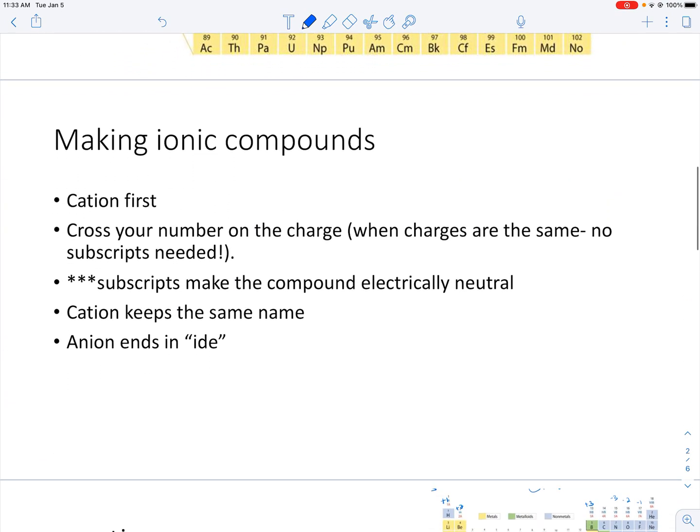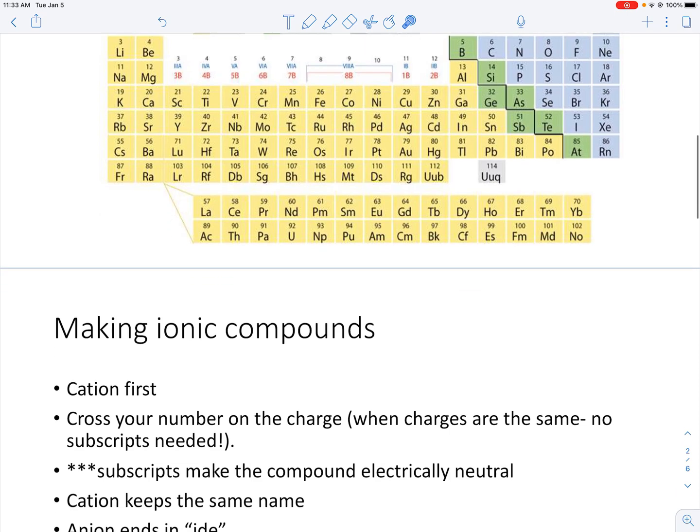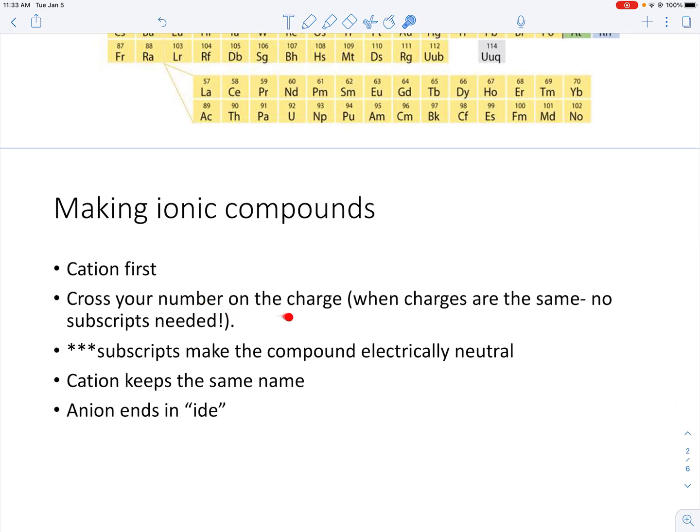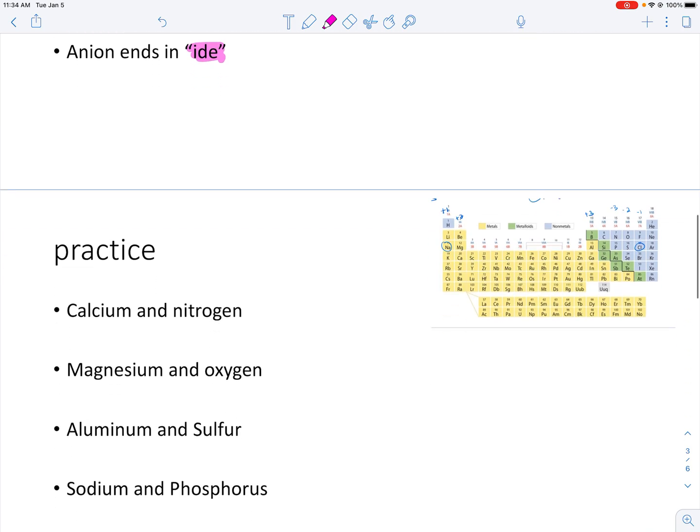Now for making ionic compounds, remember the cation always comes first. The cations, those are the metals. The metal is always first. And remember, a cation gets to keep its name. So magnesium stays magnesium in a compound. We're going to cross our charges, and when the charges are the same, we don't need subscripts. So I'm going to do some examples of this. Remember that the whole point of subscripts is to make the compound electrically neutral. The cation keeps its name, and the anion ends in IDE. So just a review or practice.